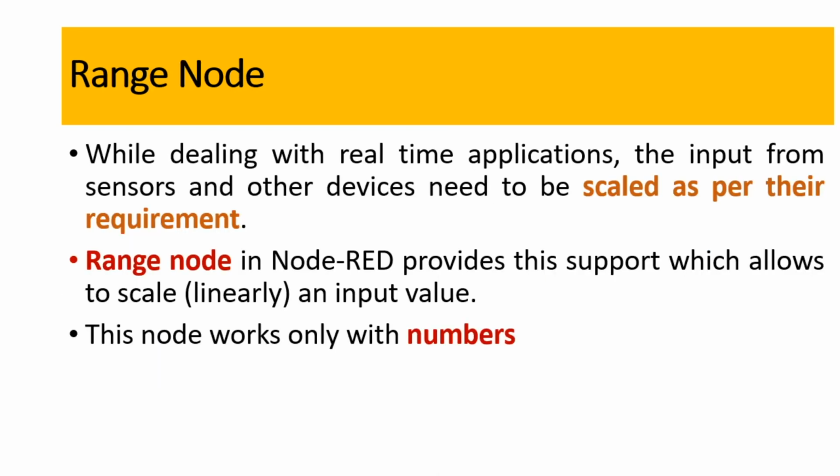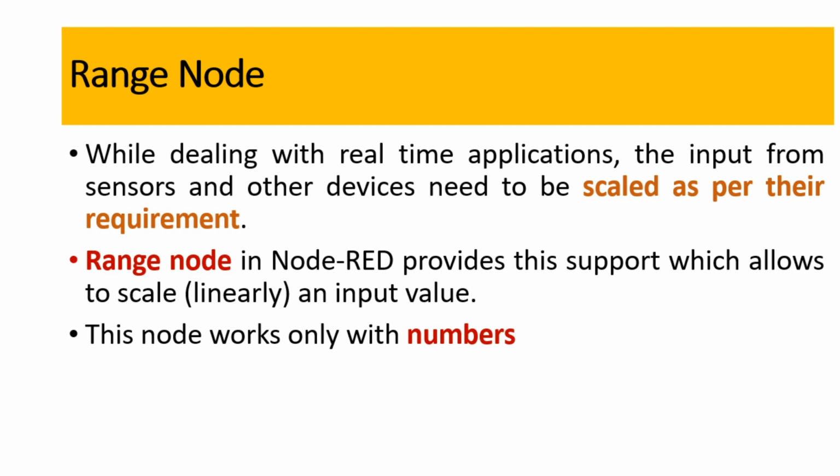So far we have seen the switch node, comment node and change node. Now we are going to deal with the range node. We have a special node in Node-RED called the range node. While dealing with real-time applications, most of the time the input from the sensor and other devices needs to be scaled as per the application requirement. The scaling could happen using this node called the range node.